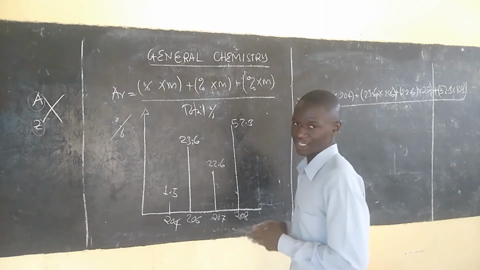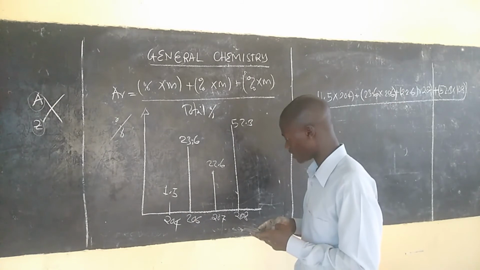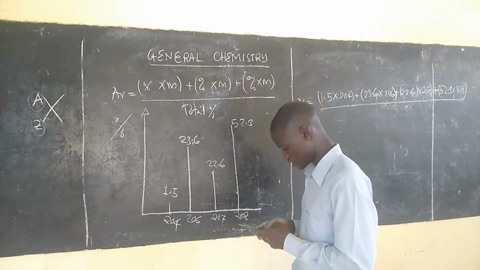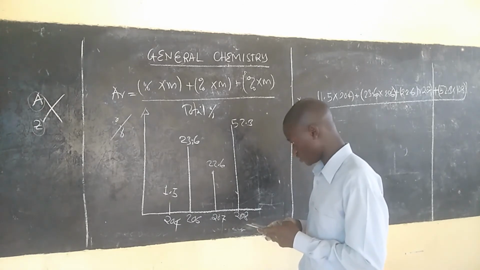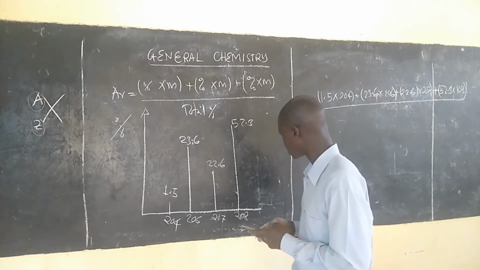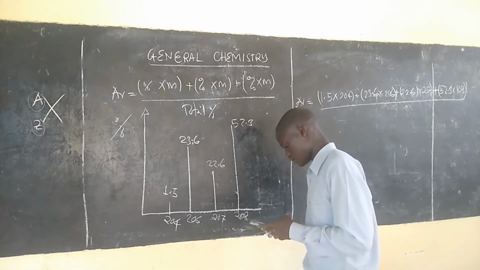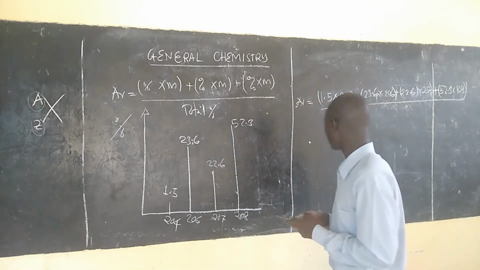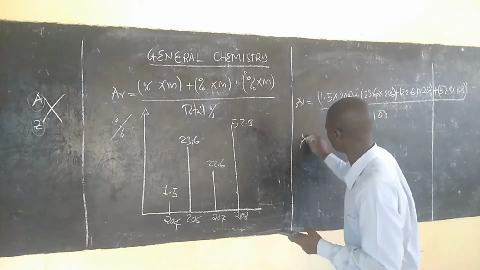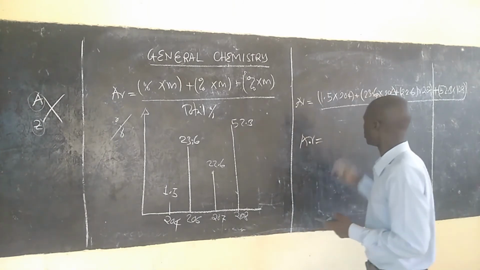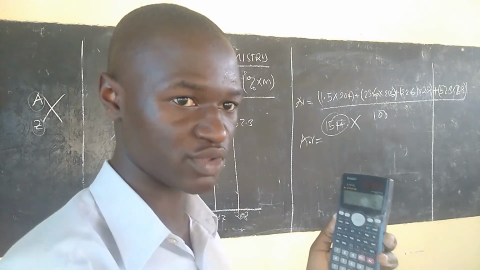Oh, okay. Sorry, nimeadd hizi baada ya kuandika. 1.5 plus 23.6 plus 22.6 plus 52.3. So total percent hapo tutapata ni 100. So huyo hapo atakuwa ni sana. Uchukue hizo hapo. Let us just solve together with you.